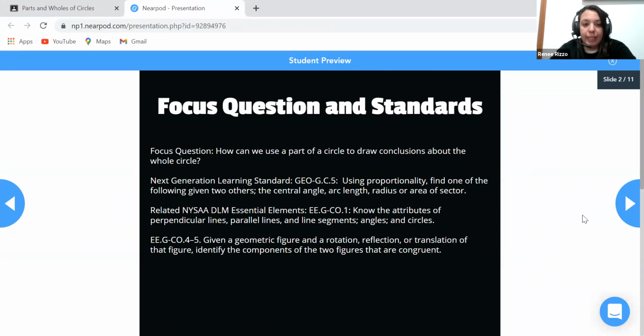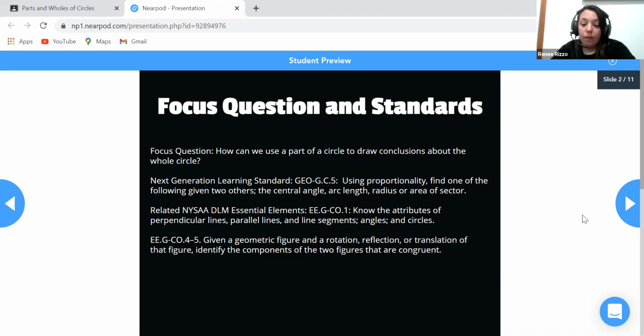Focus question and standards. Focus question: How can we use a part of a circle to draw conclusions about the whole circle? Next Generation Learning Standard: Using proportionality, find one of the following given two others: the central angle, arc length, radius, or area of sector.